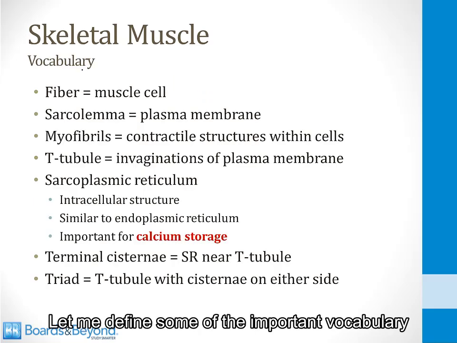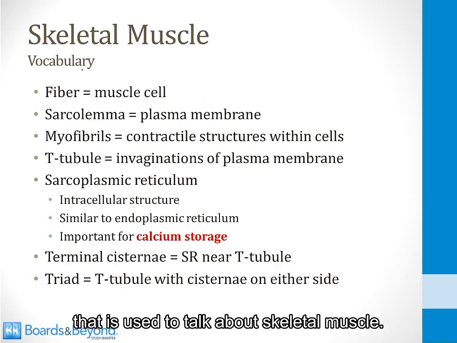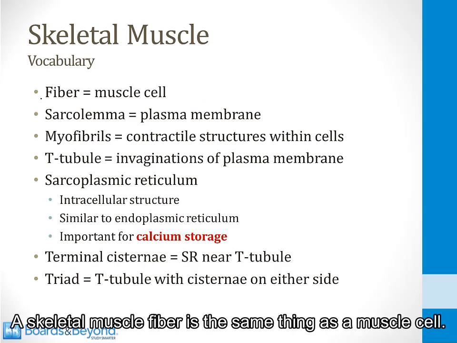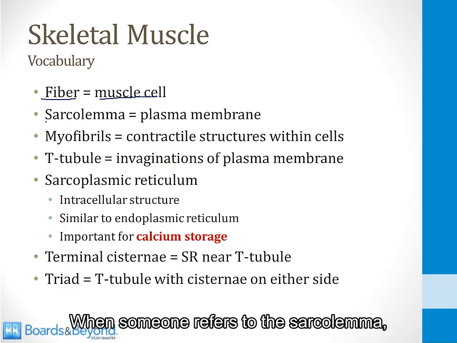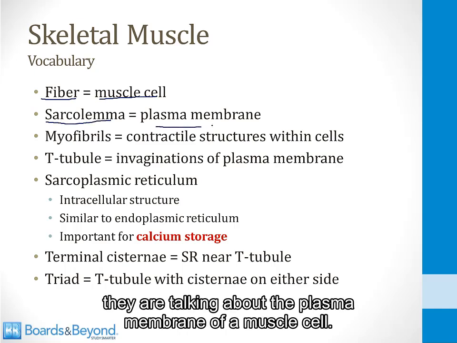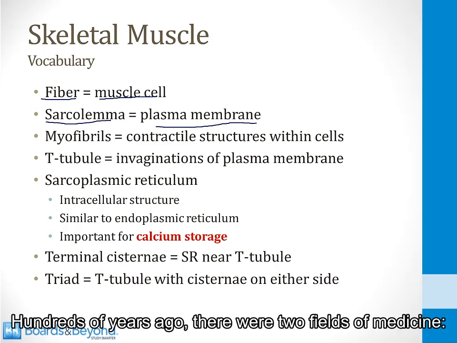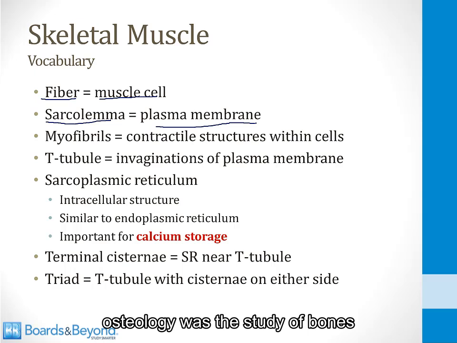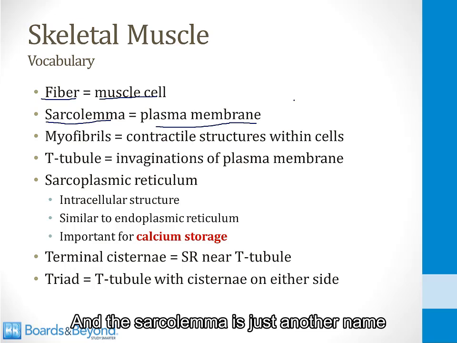Let me define some of the important vocabulary that is used to talk about skeletal muscle. A skeletal muscle fiber is the same thing as a muscle cell. When someone refers to the sarcolemma, they are talking about the plasma membrane of a muscle cell. Hundreds of years ago, there were two fields of medicine. Osteology was the study of bones, and sarcology was the study of soft tissues. That word sarco still persists, especially around muscle tissue, and the sarcolemma is just another name for the plasma membrane.